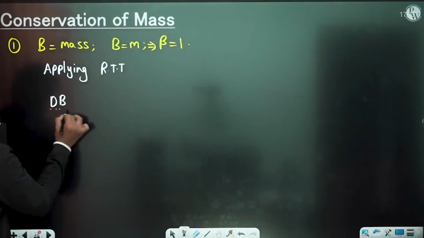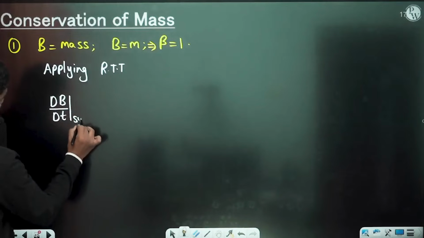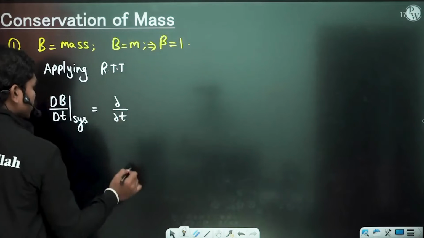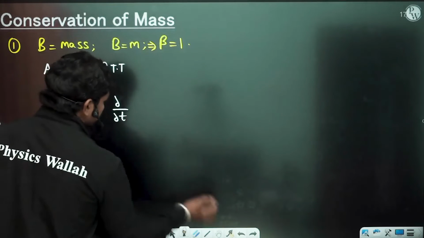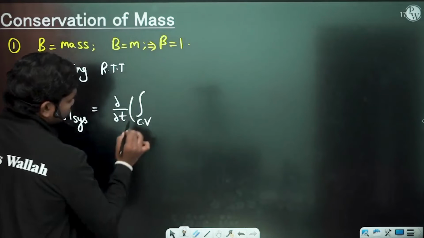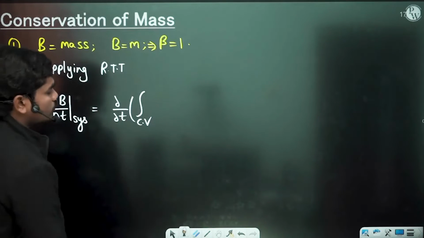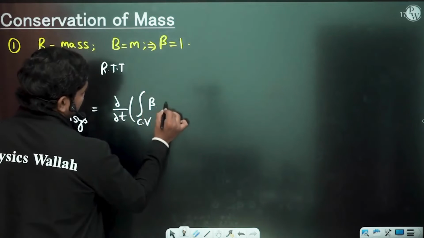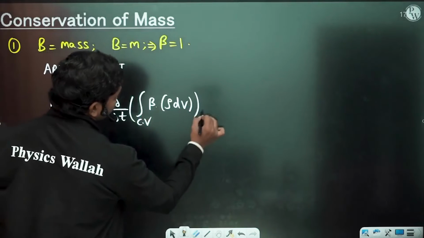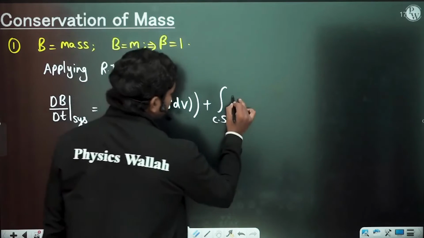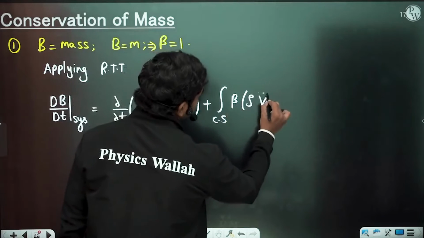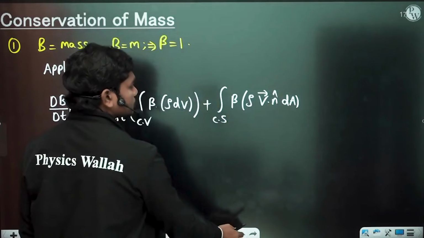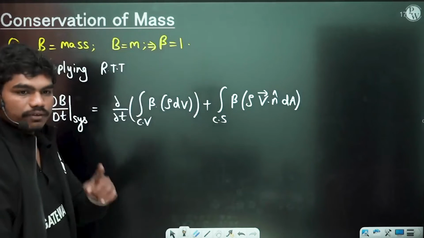dB by dt of the system is equal to dou by dou t of the integration over the control volume of beta times rho dV. Let us first write the theorem, then we will substitute. Plus the integral over the control surface of beta times rho V bar dot n cap dA, as we have seen. Now if you substitute, beta is equal to 1 in this case.